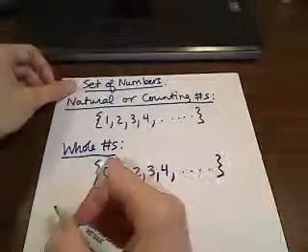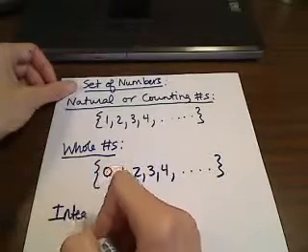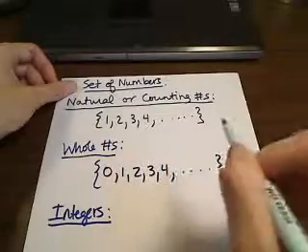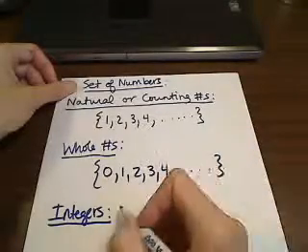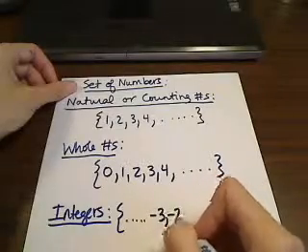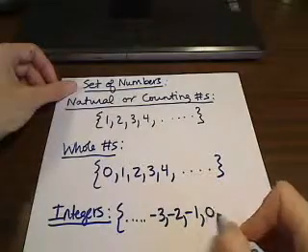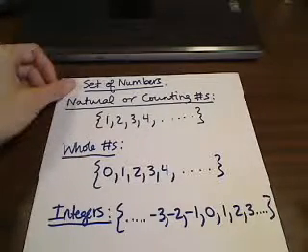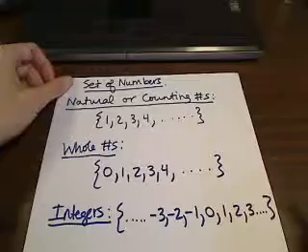Okay. The next set of numbers is the integers, and the integers include 0, the counting numbers, and then also all of the negative numbers. So we come in from negative infinity. We have our negative numbers, our 0, our positive numbers, and then we go on out towards positive infinity.